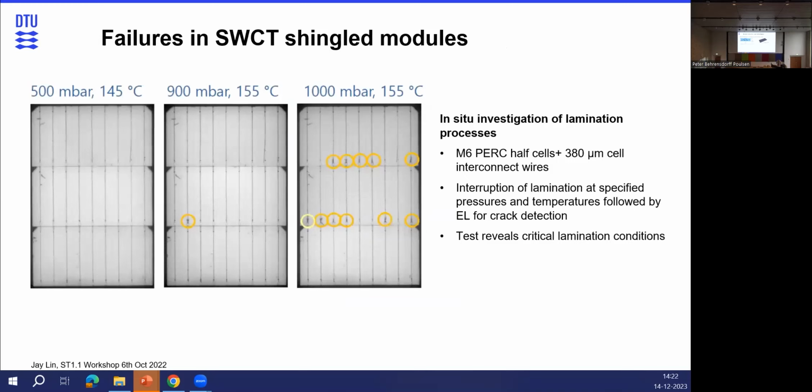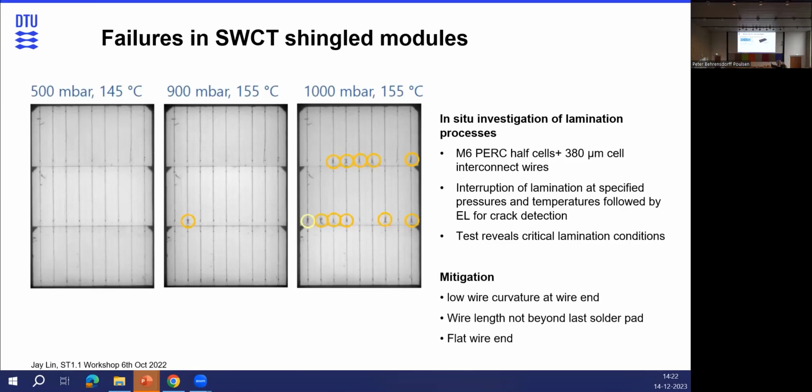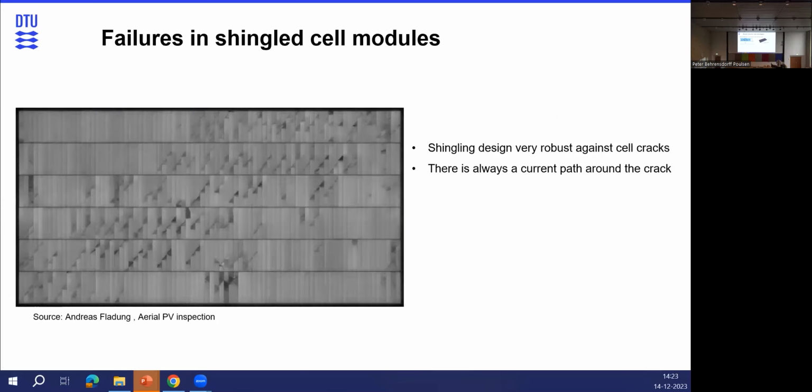If we look at smart wire technology, it seems that the lamination process can have a detrimental effect due to the pressure, and cause the formation of micro cracks in certain types of modules. So in this experiment, they were laminating at different pressures, interrupting the process, doing an EL image, and then you can see the formation of solar cell cracks at specific locations in the modules.